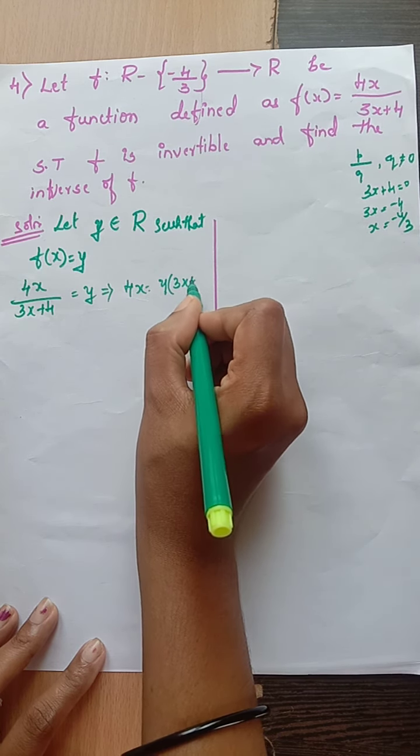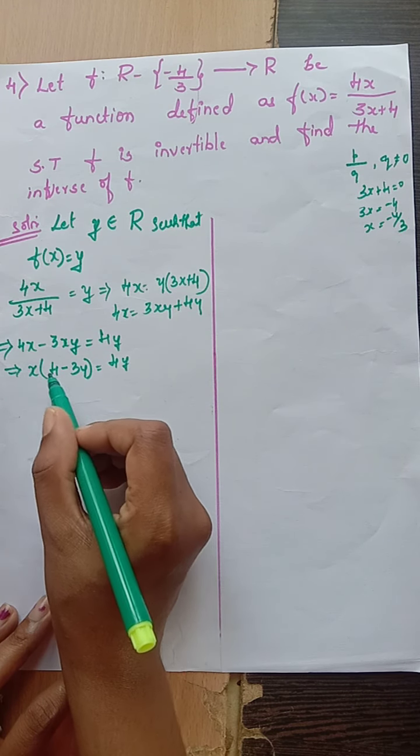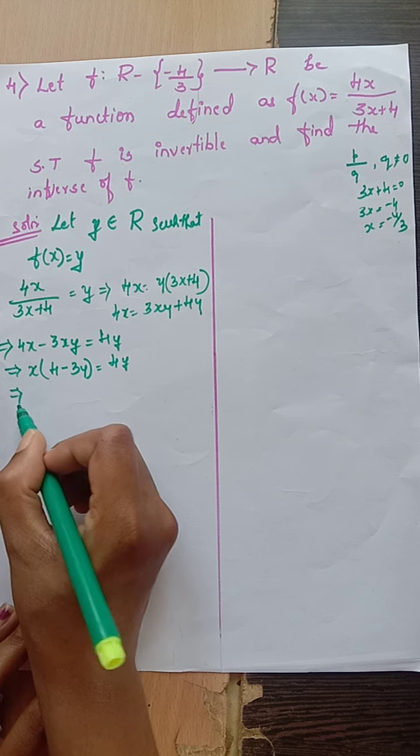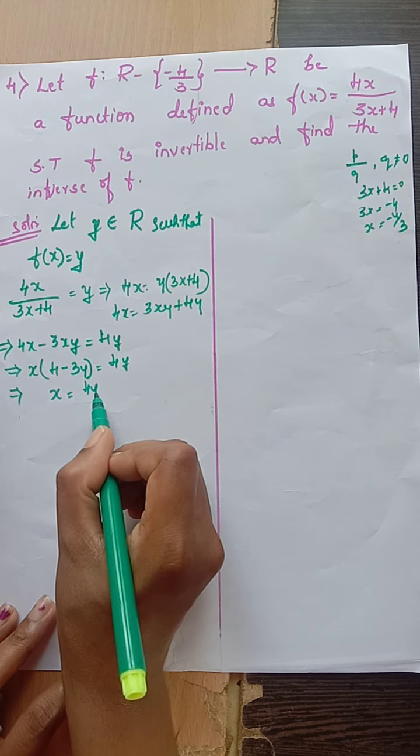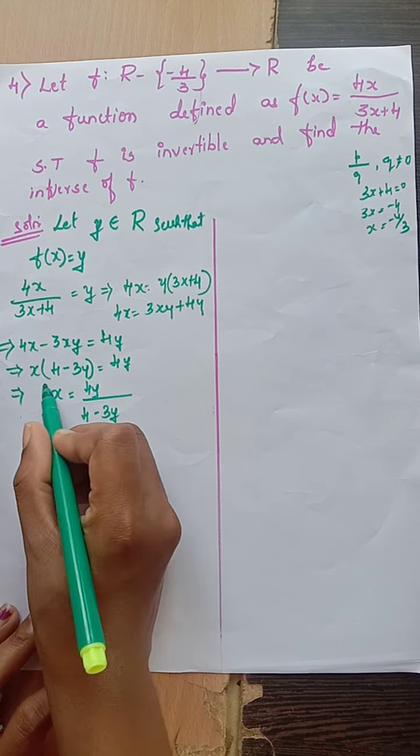Now I'll take the x terms together, taking this term to the other side. That implies 4x - 3xy = 4y. Now what is common on the left hand side? x is common, so I'll take x outside. What remains is (4 - 3y), so x(4 - 3y) = 4y. Our aim is to find the value of x, so x is separated from this expression. I can write x = 4y divided by (4 - 3y). So I got the value for x.